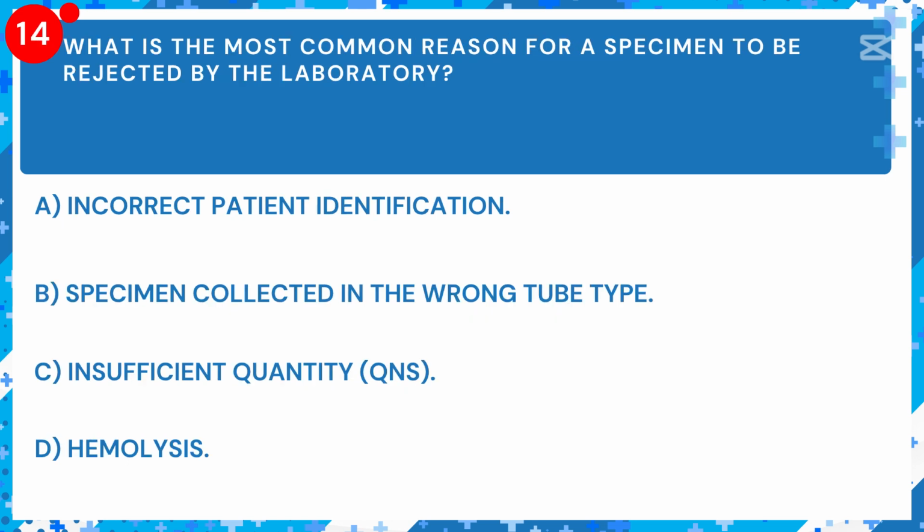Question 14. What is the most common reason for a specimen to be rejected by the laboratory? A. Incorrect patient identification. B. Specimen collected in the wrong tube type. C. Insufficient quantity, QNS. D. Hemolysis.